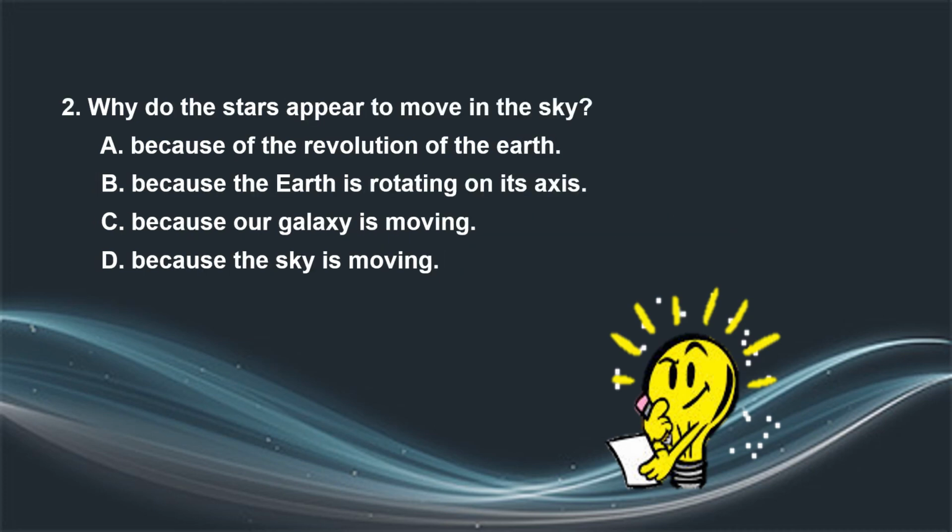Number 2. Why do stars appear to move in the sky? Letter A. Because of the revolution of the Earth. Letter B. Because the Earth is rotating on its axis. Letter C. Because our galaxy is moving. Letter D. Because the sky is moving.